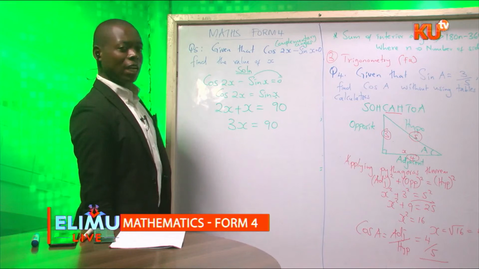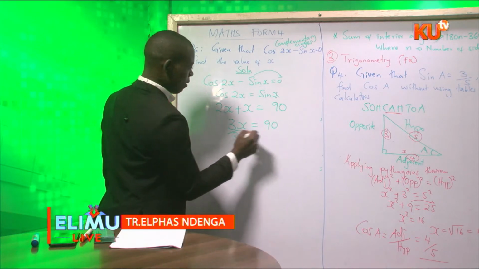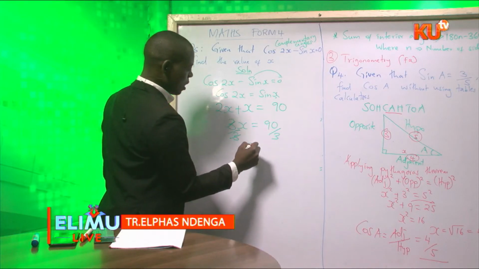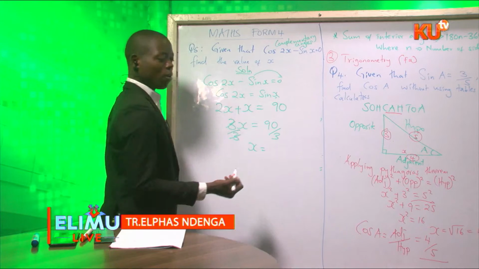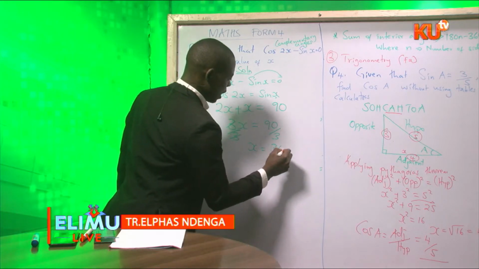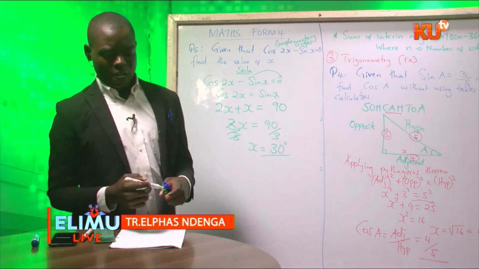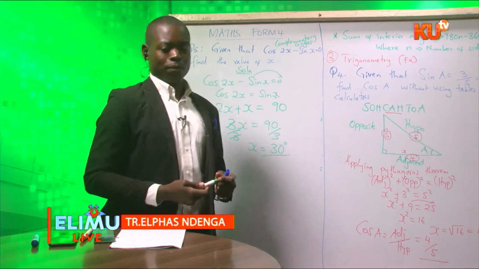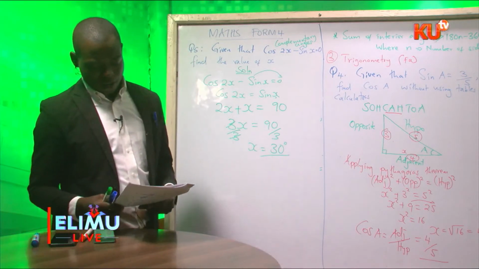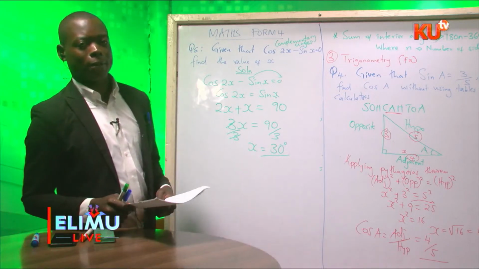How do you get x? Good. We divide by 3 on both sides. The 3s cancel out, and x equals, what is 90 over 3? Yes, 30 degrees. Therefore, our value is 30 degrees. That is how we look at trigonometry for the purpose of paper 1.